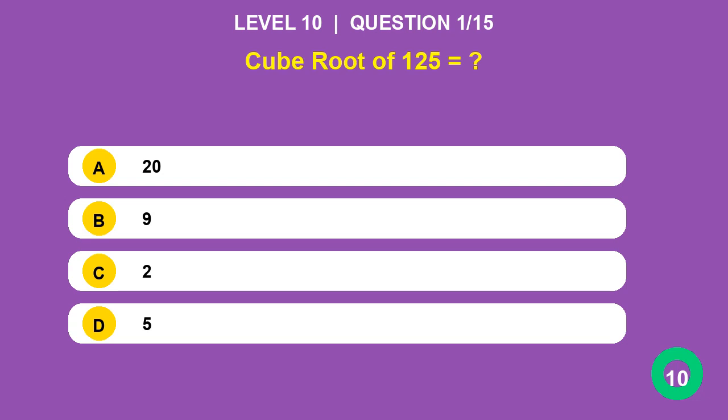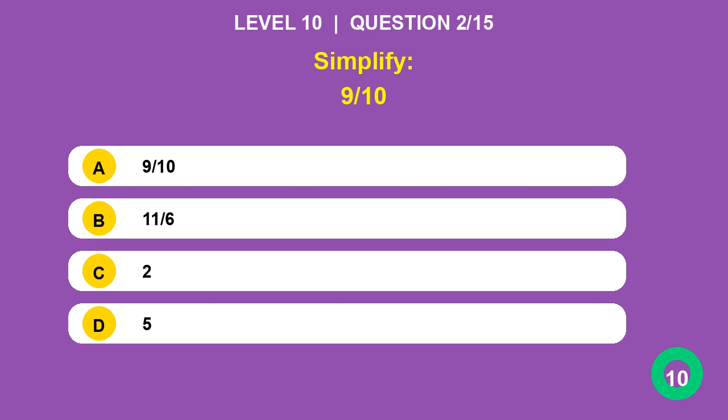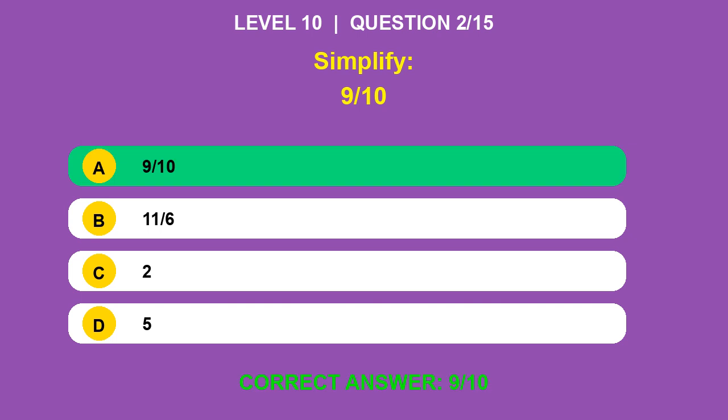Cube root of 125 equals? Answer is 5. Simplify. September 10th? Answer is 9/10.